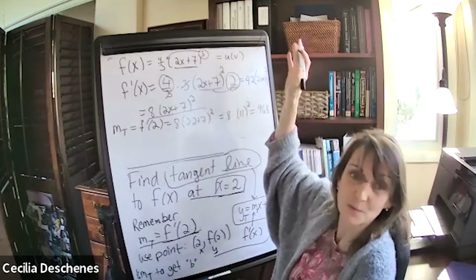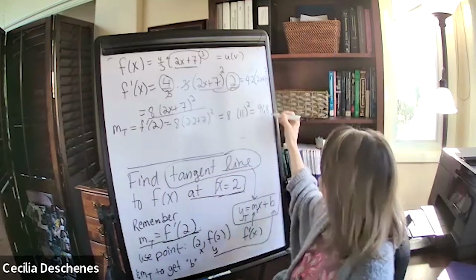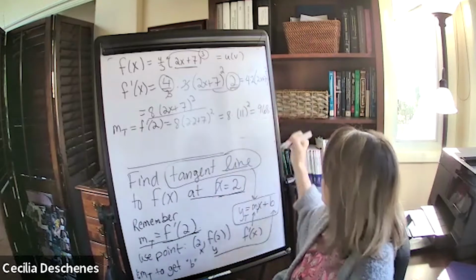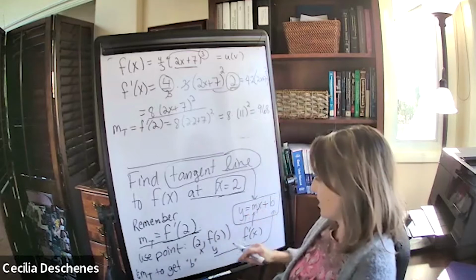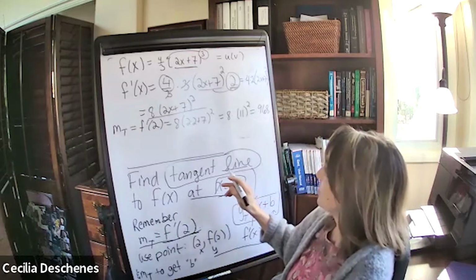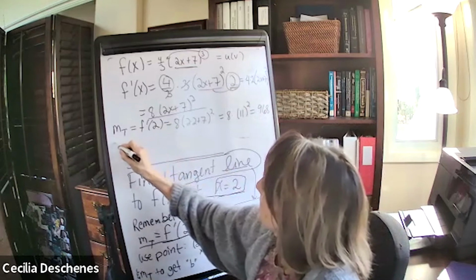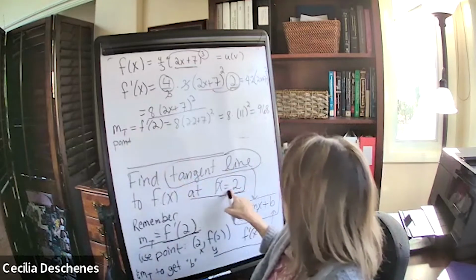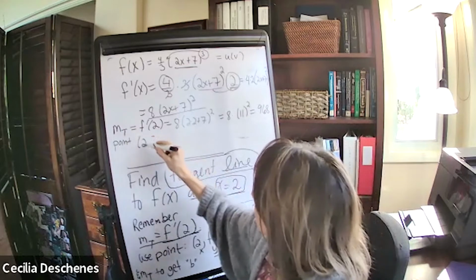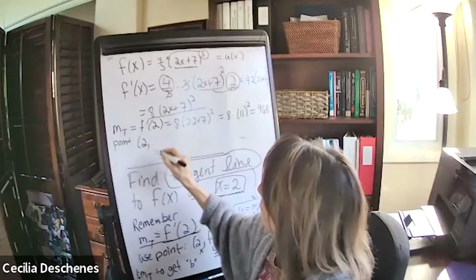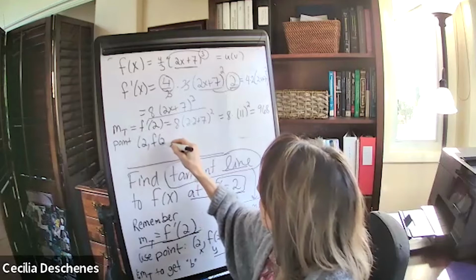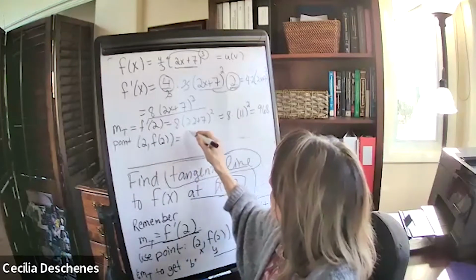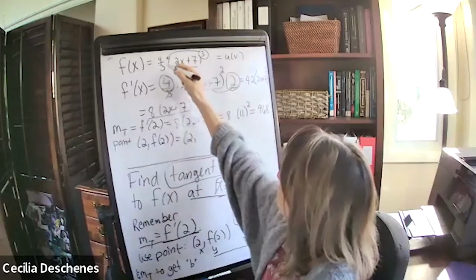That's super steep. That's almost vertical. I think it would look really almost vertical. All right, so now that we have that, we need to get our point. Our point is when x is equal to 2, we need f of 2. Well, that's the point 2, and then we're going to plug into this whole thing.